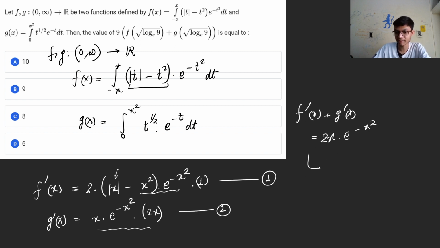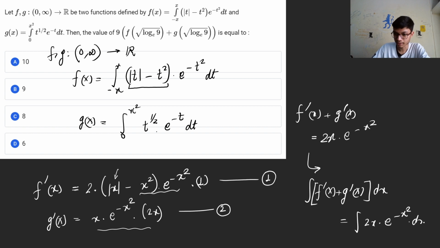Now there is a very interesting result: if you integrate the left hand side, that is f dash of x plus g dash of x with respect to dx, that is also equal to the integration of the right hand side, that is 2 times x into e to the power minus x square dx. Now let me integrate within the limit 0 to alpha. Now if you do this particular integration, you can find the right hand side. So let us simplify.